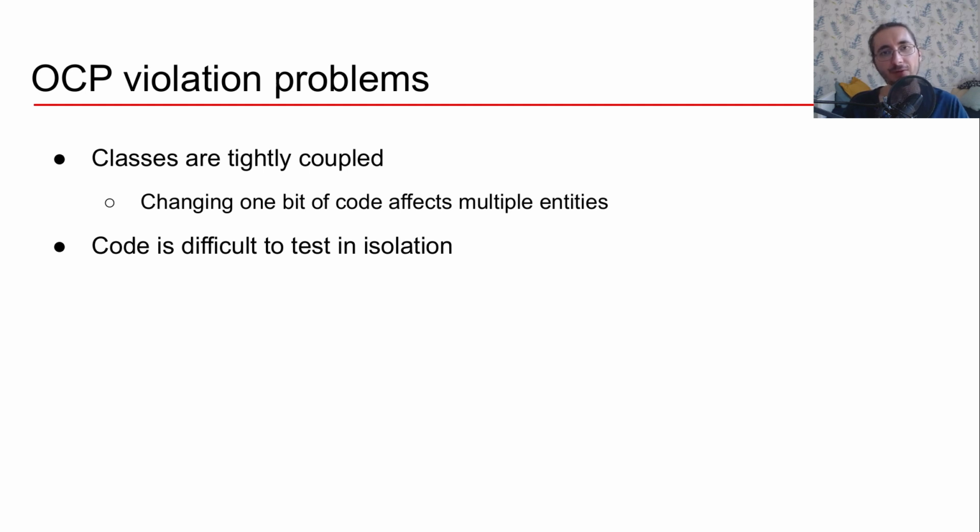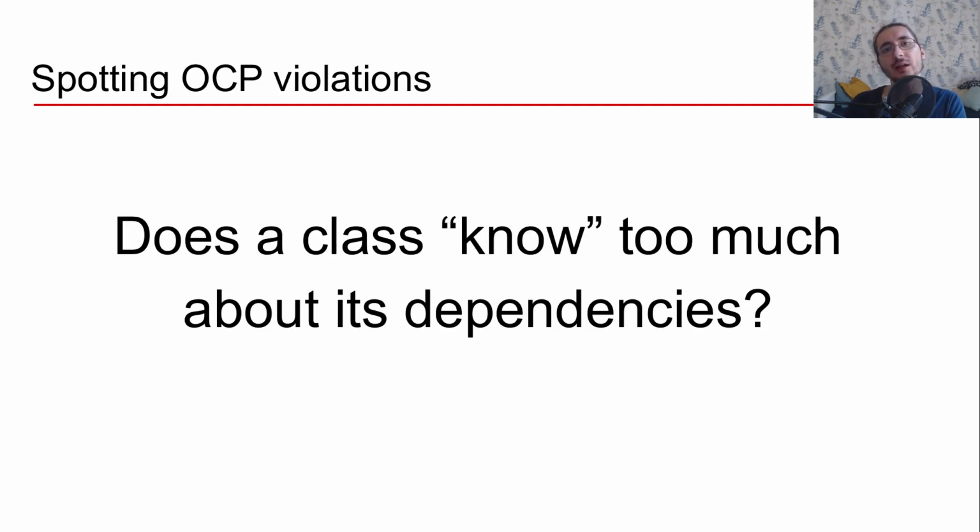How can you spot if you're violating OCP? Well, you can ask a simple question. Does a class know too much about its dependencies? Say you have a class with an attribute, and this attribute is an external object. Now, if your class looks too much into that object, for example, it knows about the strategy that that object utilizes to carry out a certain job, well, then you're violating the open-closed principle. Again, this may feel a little bit abstract, so let's move on to a Python example.